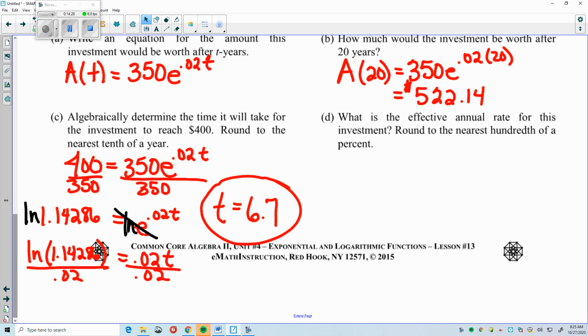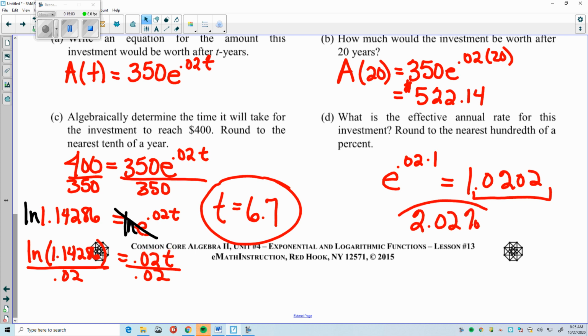Then it says, what is the effective annual rate for this investment? So think about how we did the annual rate before. It was just that middle part, that parenthesis part. Well, that parenthesis part is now that e part of the formula. So we have e raised to our rate times 1 year. And if we plug this in our calculator, we get 1.0202. Remember, the rate is coming from this decimal portion. Turn that into a percentage, and I'm going to have 2.02%. So again, notice how that's a little bit more than that actual 2% rate.